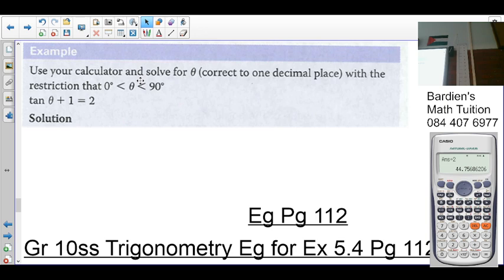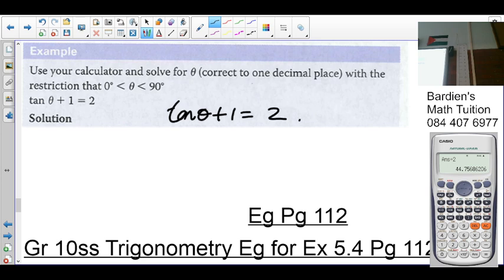So the question you have is tan theta plus 1 is equal to 2. Do we have the trig ratio on its own? Can I take arc tan as it stands? No. What's the problem? The plus 1 is the problem. So what we do is we take it over the equal sign. So tan of theta equals 2 minus 1. Can I apply arc tan now on either side? Yes. So do your thing quickly.